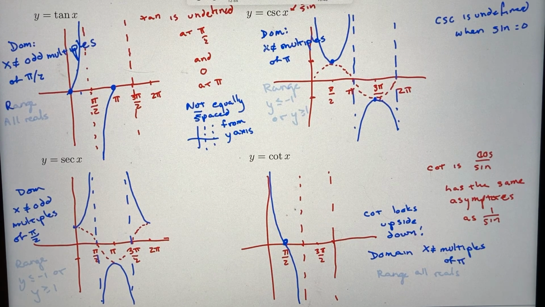Okay, range. How high does it go? How low does it go? The range for tangent and cotangent is all reals. The slope can be anything, positive or negative. The range for secant and cosecant is numbers below -1, heights below -1, and heights above +1.